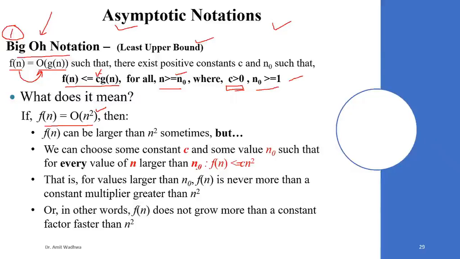whatever the values of n after n naught, it will always be less than or equal to c n square. So that is for values larger than n naught, fn is never more than a constant multiple of n square. So we are saying that the function does not grow more than a constant factor of n square after that particular value of n. That means after that it will never grow above it. Okay, so we are bounding this fn function by the value of n square multiplied by some constant.